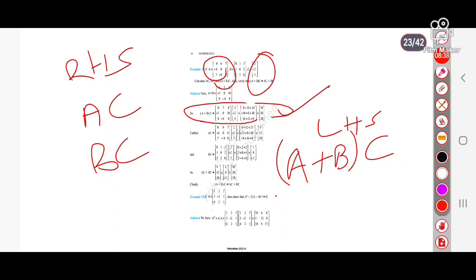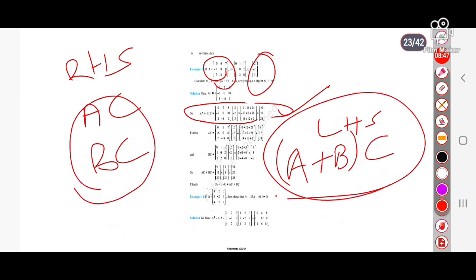So all the three results, that is A plus B into C, the LHS, and the two values of the RHS, will be in the form of 3 cross 1 matrices, right? 3 rows and 1 column.